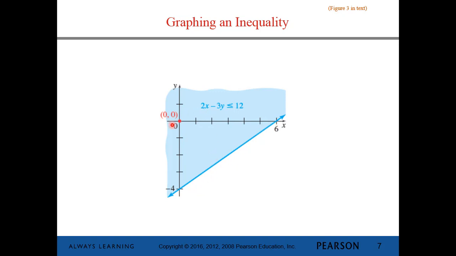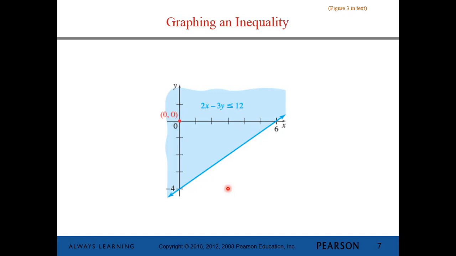There's a property that says that if one point on one side of the line satisfies the inequality, then all of the points on that side of the line also satisfy the inequality. Now, if one side of the line satisfies the inequality, then the other side cannot, because it's either got to be one side of the line or the other side of the line.